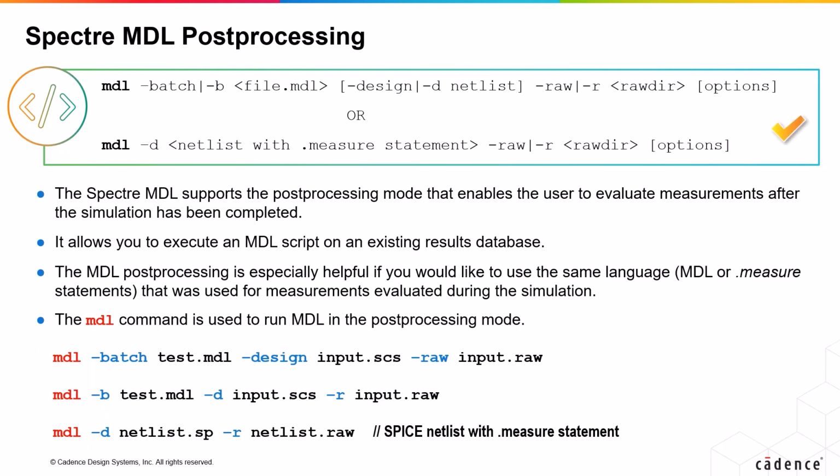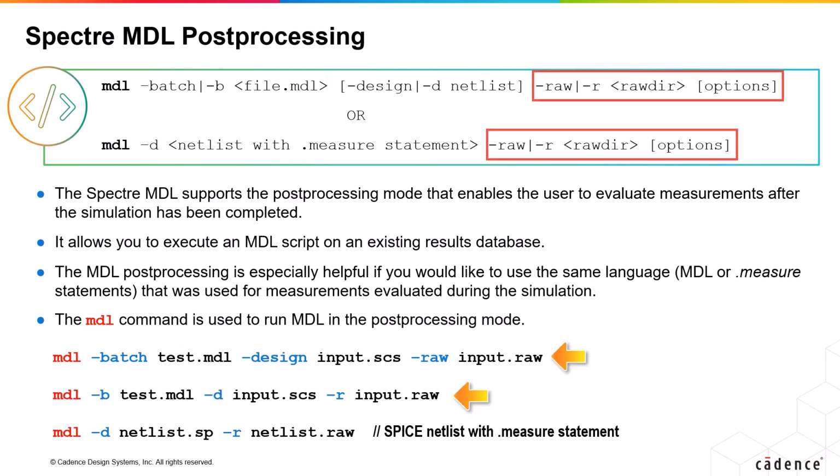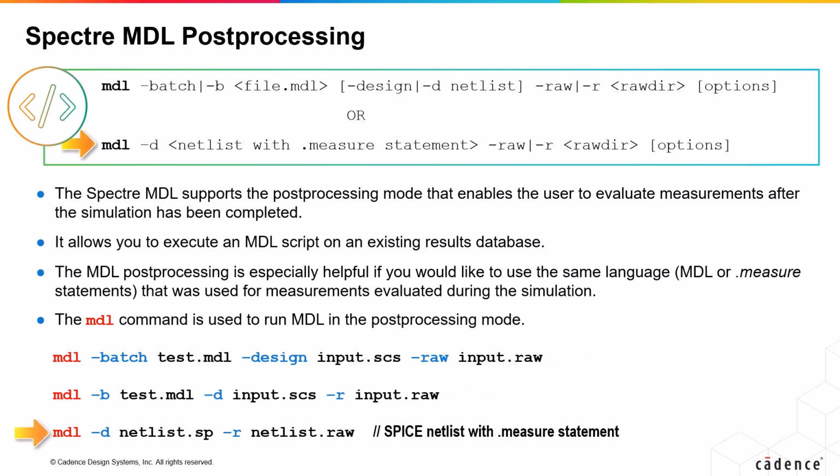Here is the syntax to run MDL in post-processing. In the syntax, -batch or -b is used to give the MDL control file. The -design or -d switch is used to give the design netlist file, and -raw or -r is used to give the raw result directory file. The first syntax is used if the newly added measurements are a part of the MDL file, and the second syntax is used if the measurements are a part of the netlist file with .measure statements.